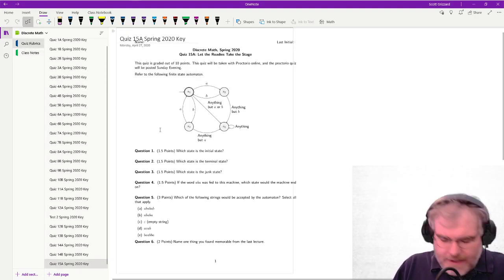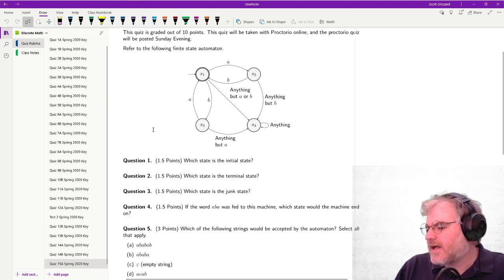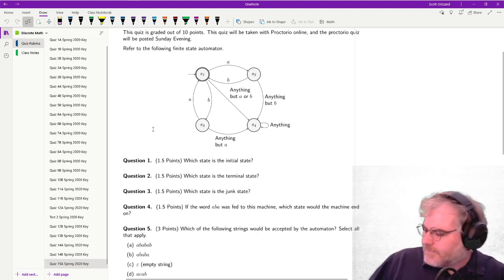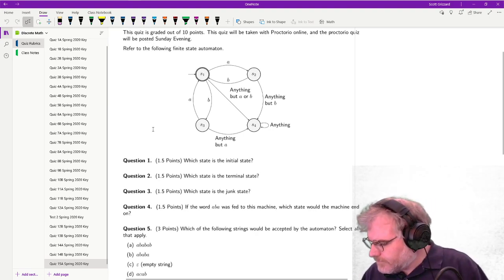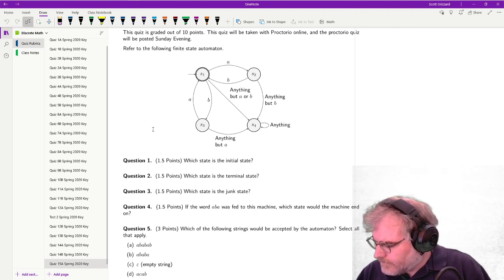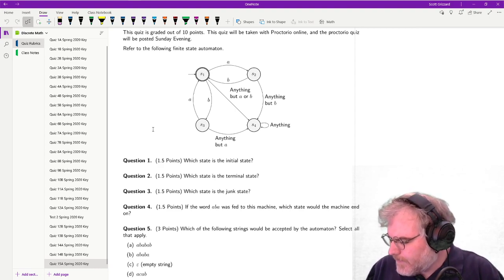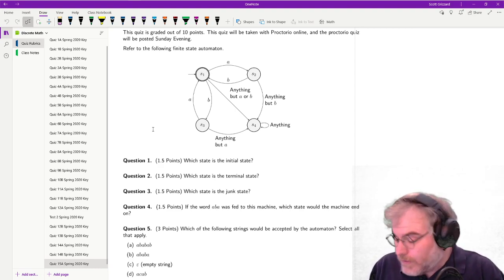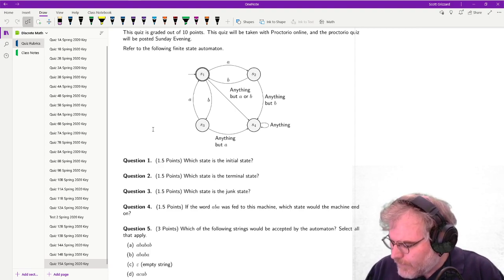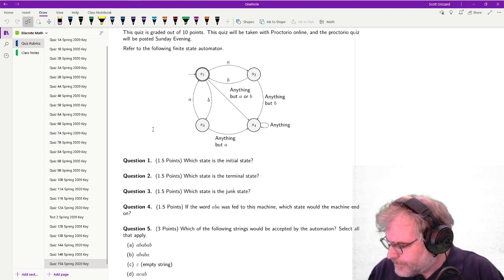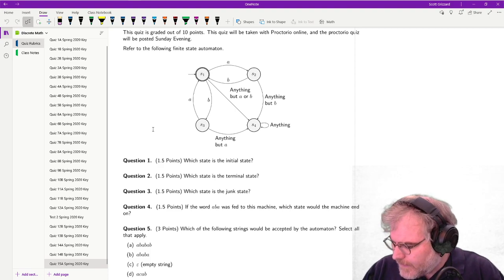Anyway, let's talk about the quiz. So our last little quiz, it's about finite state automata. And people have been telling me they're kind of fun. I think they're kind of fun too. This is why I wanted to do them, because they're useful, heaven forbid, and they're kind of fun.